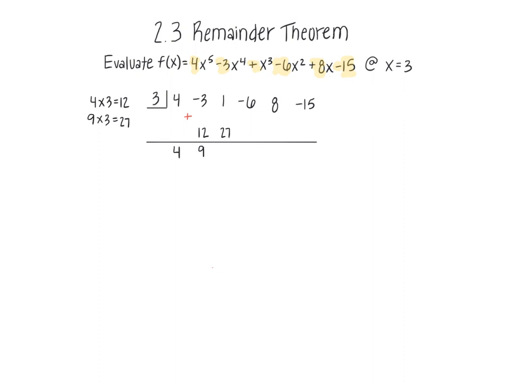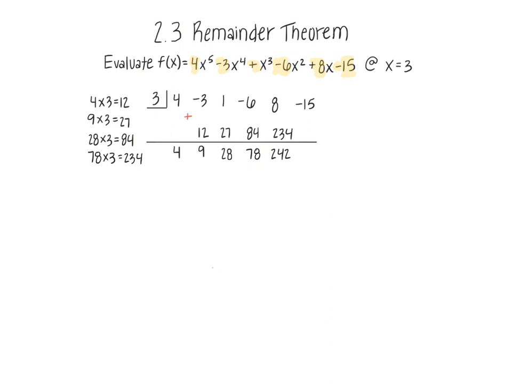So here I have 27. So 1 plus 27 is 28. Again, multiply 28 by 3. And this gives me 84. Put that under the next coefficient. 84 minus 6 gives me 78. Now again, 78 times 3. I believe this gives me 234. Place that under the next number. 234 plus 8 gives me 242.